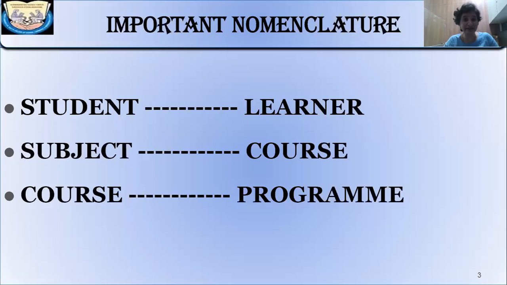Yes, students, these three terminologies, or nomenclature, you have to remember now. You will not be called student, you will be called learner. This is what the university has given us. So student will be called learner, and we will not call a subject a subject, we will call it a course. And BAF, BBI, that we will be calling a program.